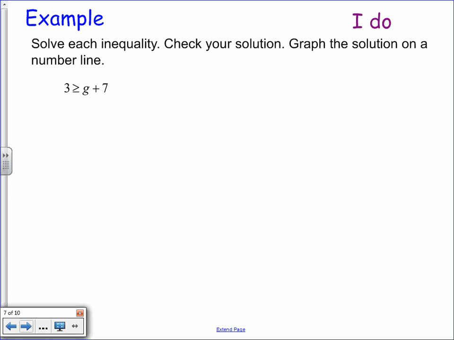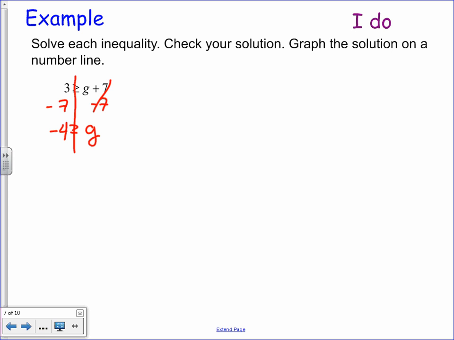All right. I'm going to do this one. So work this one out as I work it. Work it out on your paper as I work it on the board. So we're going to draw a line down. We're going to subtract 7. And I get -4 is greater than or equal to g.